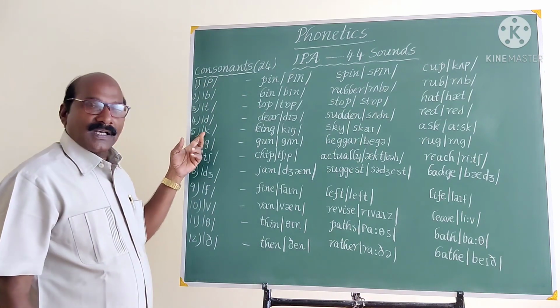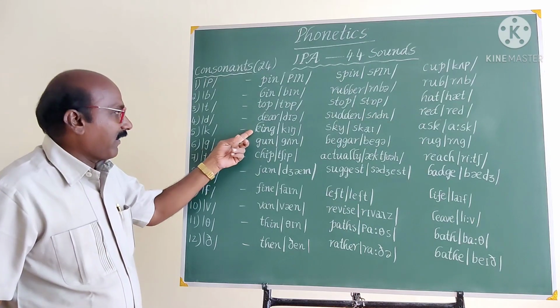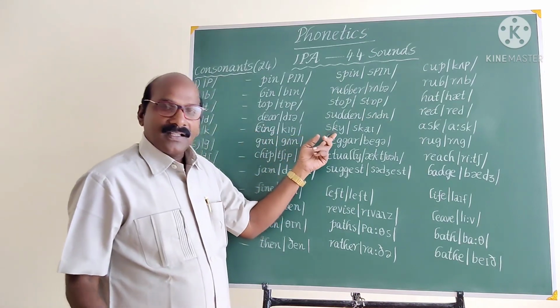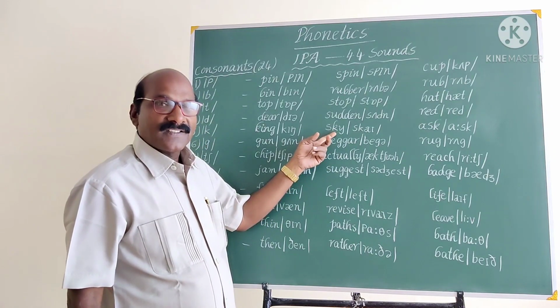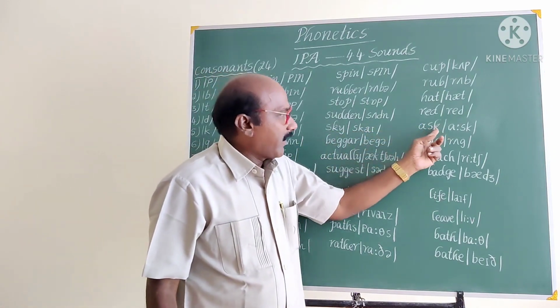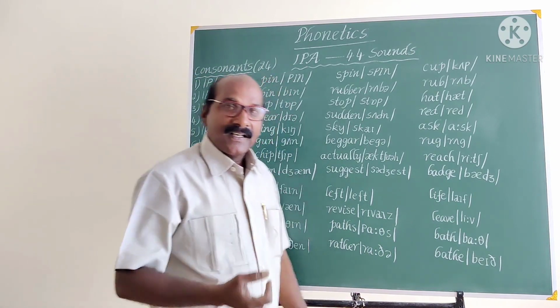This is k, as in king. In the medial position it occurs as in sky, and in the final position ask, task, bask, like that.